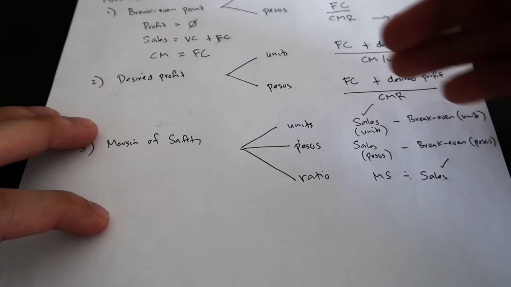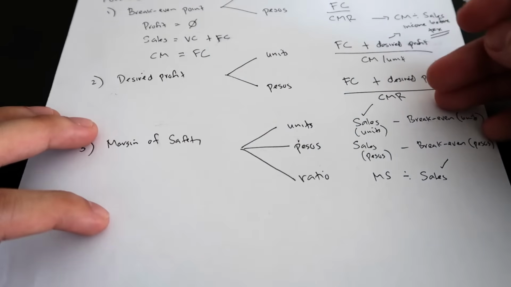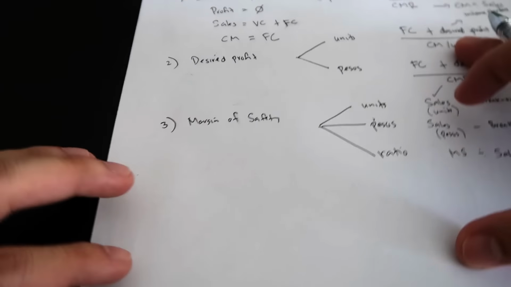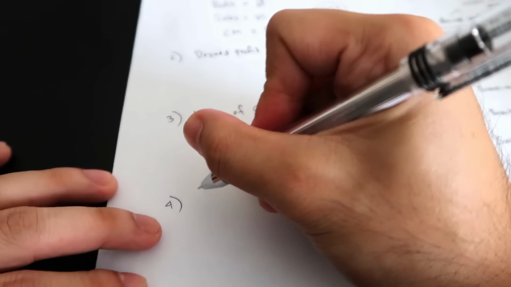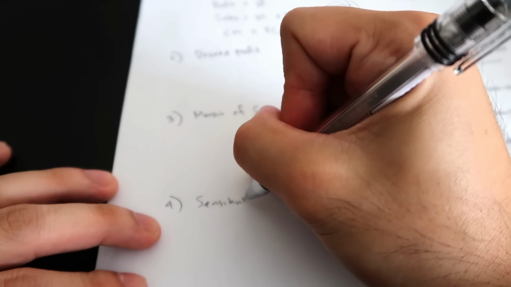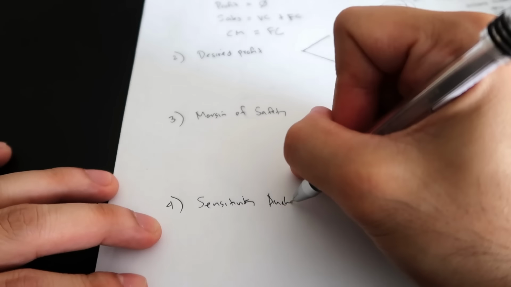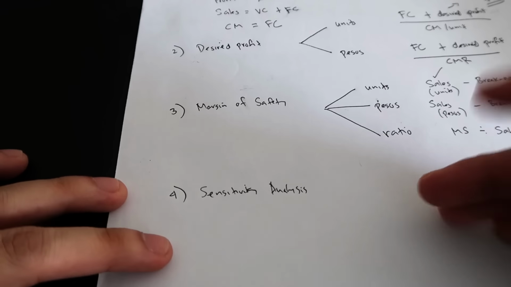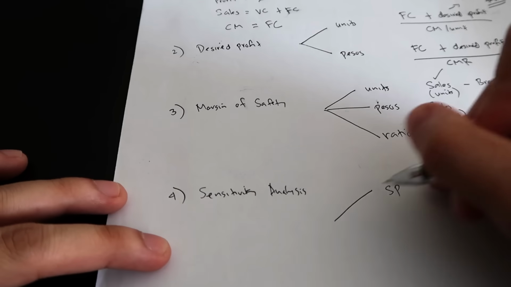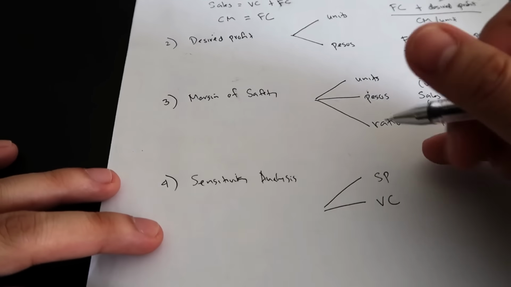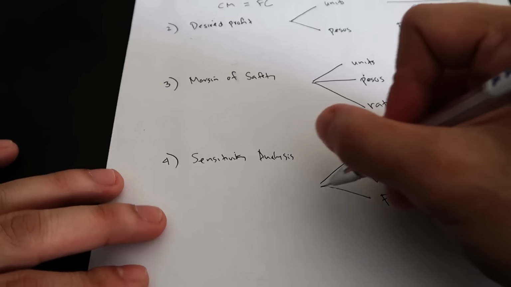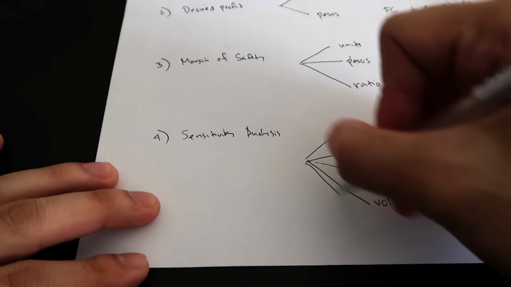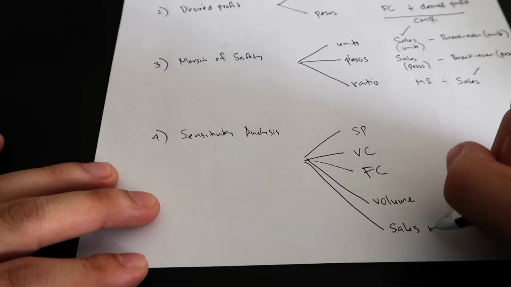Okay, as you can see, to compute for the margin of safety, kailangan alam mo muna yung break-even point. So dapat you have to know this formula. Got it? Okay, and the number 4 in CVP analysis is basically sensitivity analysis. We change the variables and we see the effect to the profit. We can change the selling price, we can change the variable cost, we can change the fixed cost, or the volume. Volume, it means the units produced or sold, or we can also change the sales mix.